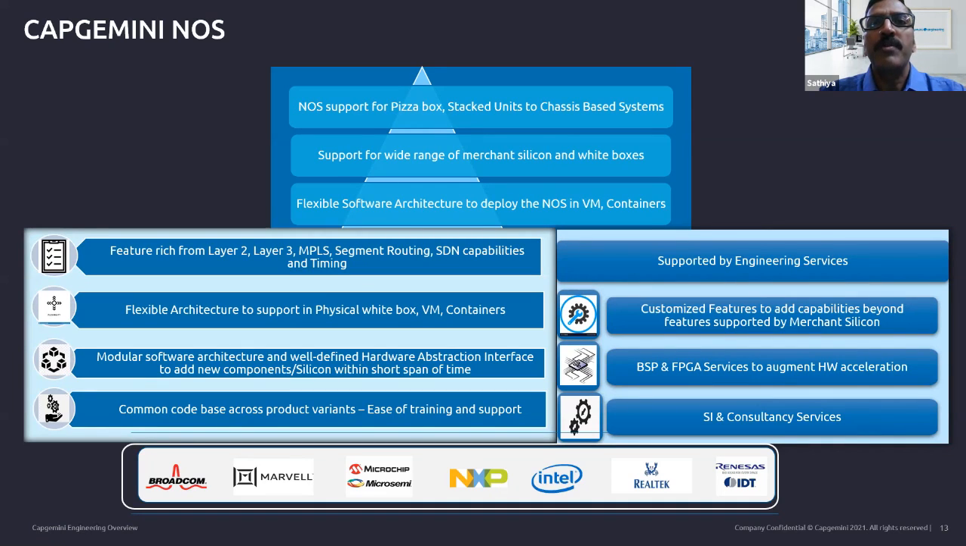And finally, the Capgemini NOS has a very flexible and modular architecture, so the software can run in a physical white box, a virtualized environment, or in a containerized environment as microservices. And a new component or additional capability for new silicon can be added within a short span of time.